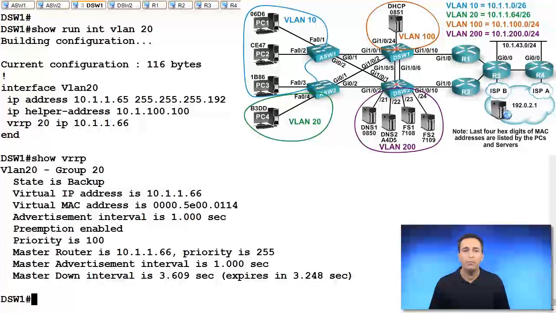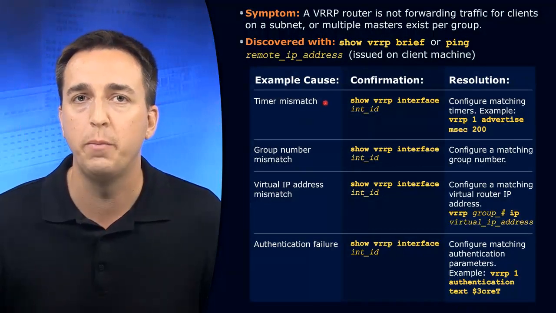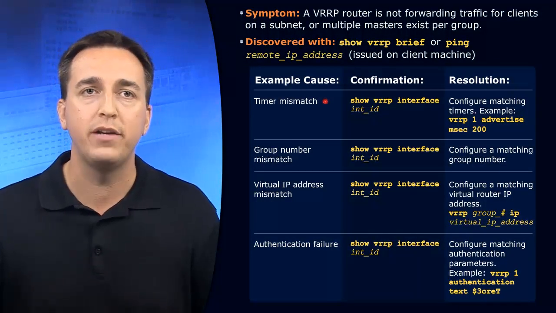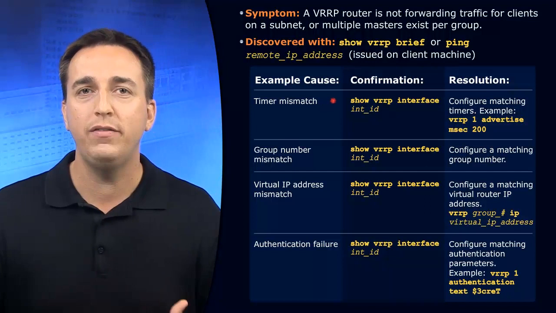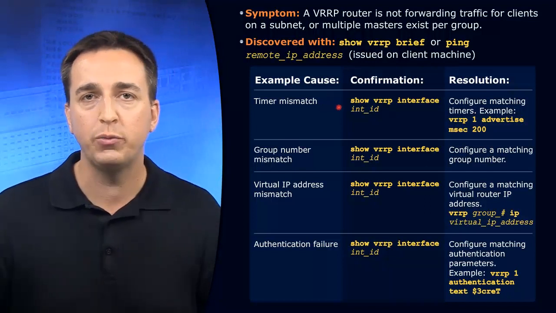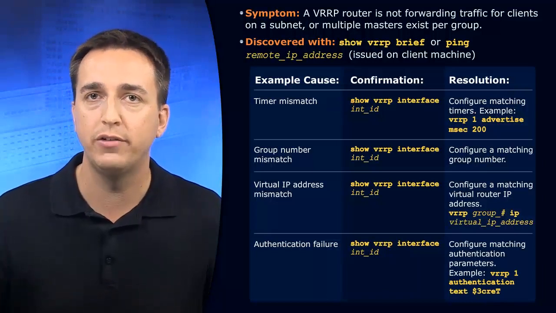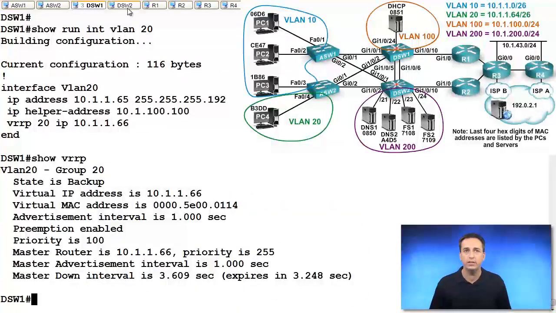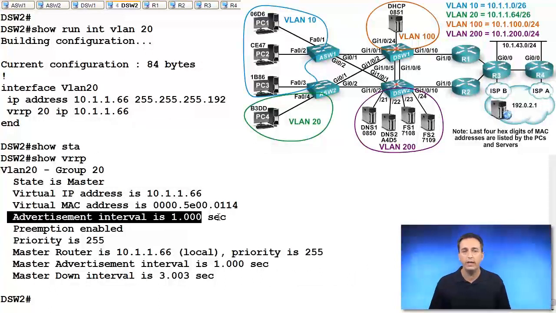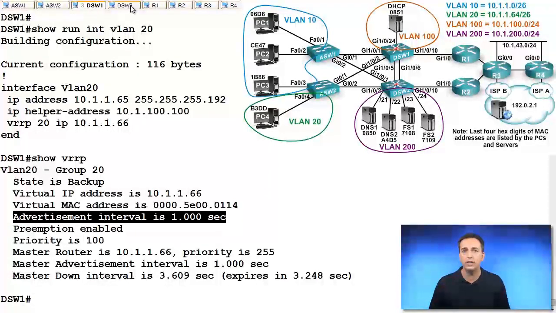But now, what happens if we end up in a situation whereby our timers are mismatched? If our timers are mismatched, our routers in the VRRP group don't technically see each other. They don't believe each other exists because we have a timer mismatch. As a result, they both become the virtual router master for the exact same IP address. And we don't want that to happen. If we go back to our topology, let's configure DSW2 with a different interval. Right now it's set up for a 1 second advertisement interval, which is the default, and so is DSW1. But let's change it now on DSW2.